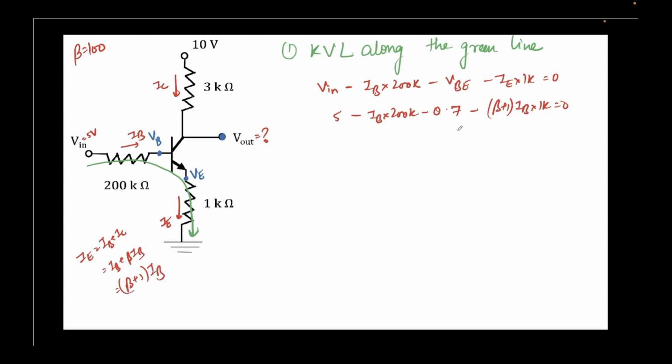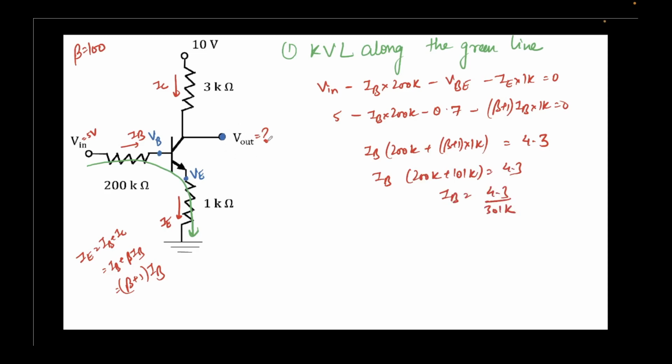So let's keep IB terms on one side and the constants on the other. So we'll get IB times (200K plus (beta plus 1) times 1K) is equal to 5 minus 0.7, which is 4.3. So let's put beta equal to 100. I'll get IB times (200K plus 101K) equal to 4.3, and from this I'll get IB as 4.3 upon 301 kilo ohms, right?